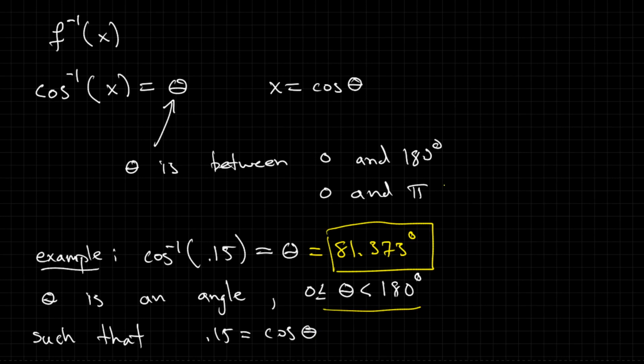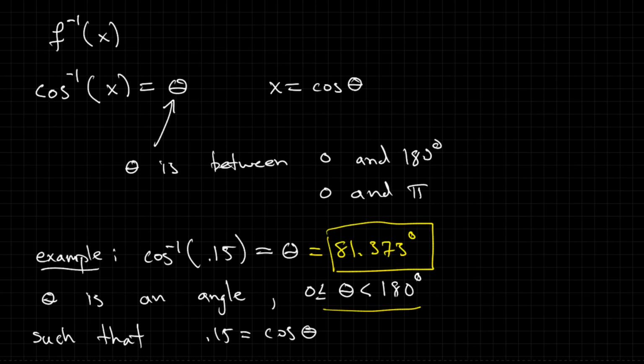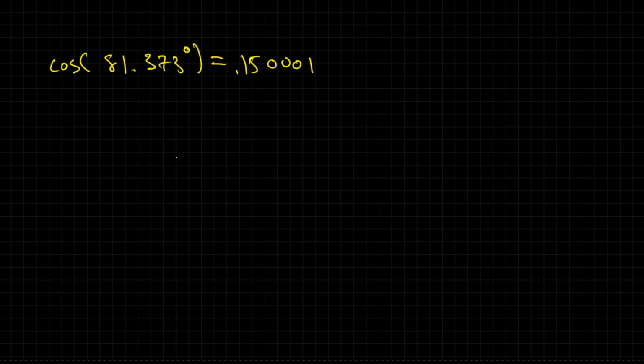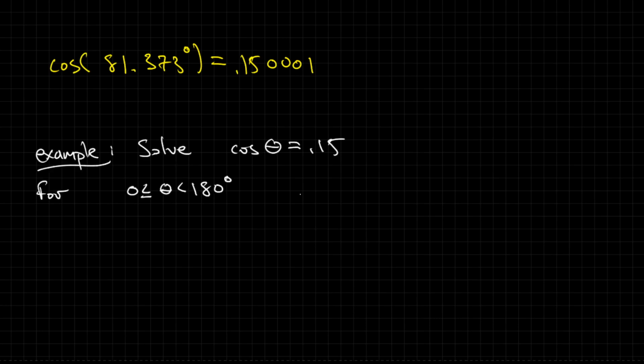And we could go ahead and check this by taking 81.373 degrees and putting it into the cosine function. If I evaluate cosine of 81.373 degrees, I get 0.15 and then 0.0001. So up to some round off error, this is in fact true. And so you can use these inverse cosine functions to solve what are called trigonometric equations. And this is what's going to be useful for us.